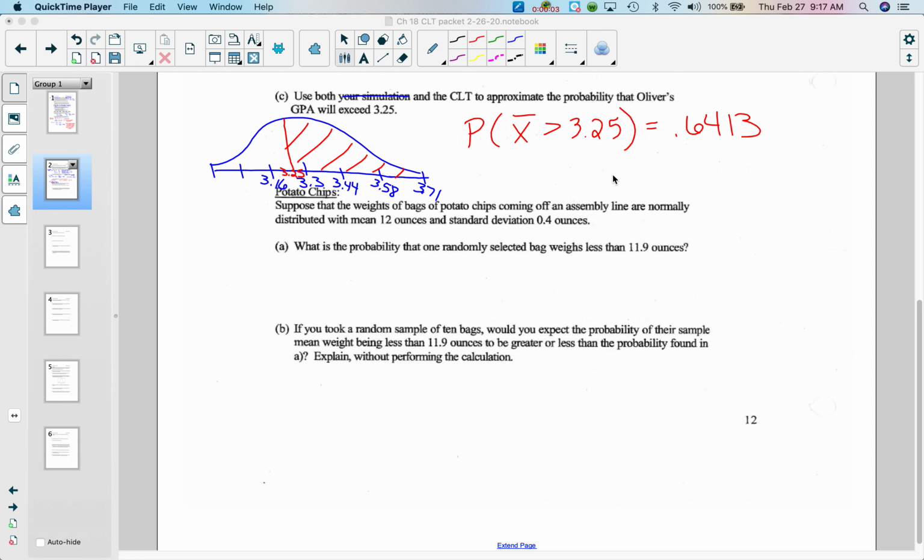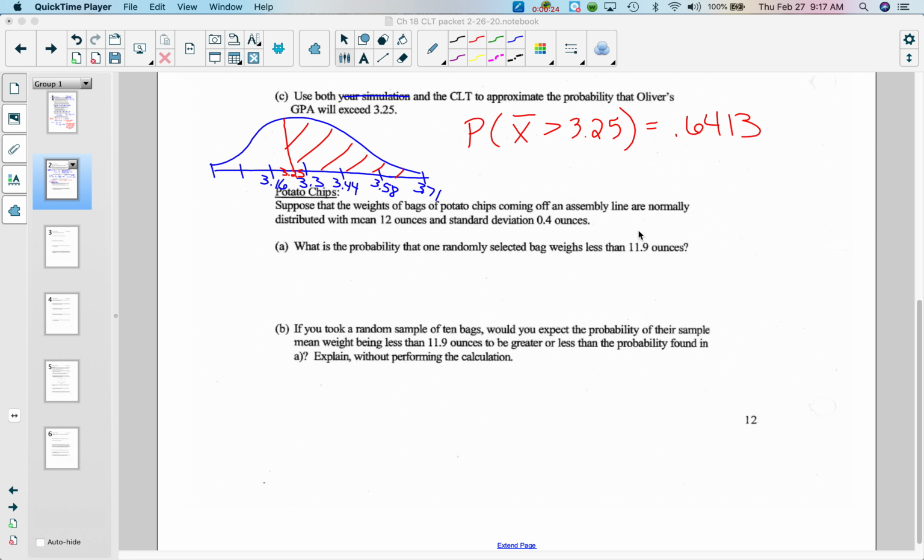Going on with our packet involving the central limit theorem, I want to talk a little bit about this potato chips problem just to get you started so you can work on it. Then I'm going to go on to the smokers problem a little later, so that you can work on that as well. That way tomorrow in class we can just talk over any questions you have, go over any of the things we need to.